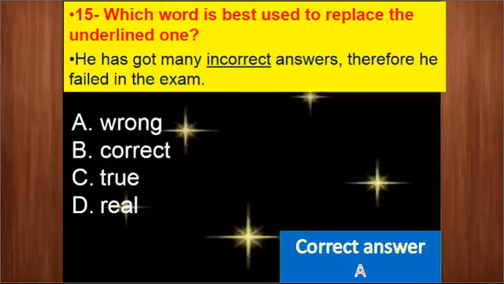Here in question number 15, we have to choose the word that's best used to replace the underlined one. He has got many incorrect answers, therefore he failed in the exam. And the best answer here is wrong, A.